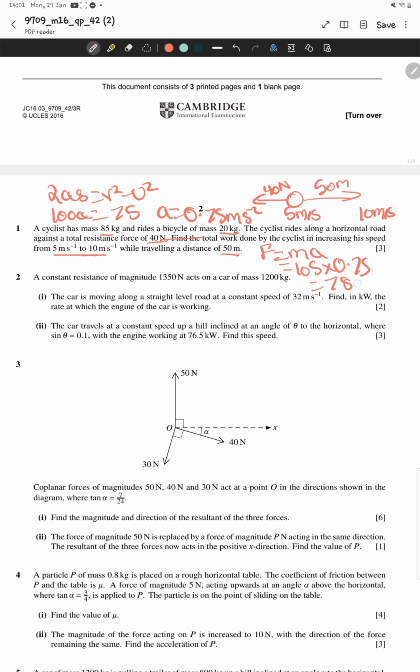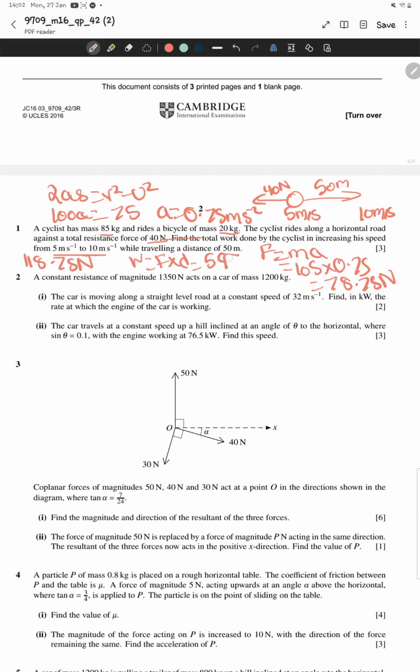That's 78.75 newtons. This is the resultant force, so this is after you take out the 40 newtons of resistive force. So we just add the resultant force to 40 to find the forward force. 78.75 plus 40 is 118.75 newtons in the forward direction. And then work done is just force into distance. This is the driving force, the forward force, and the distance is 50. Just multiply by 50.